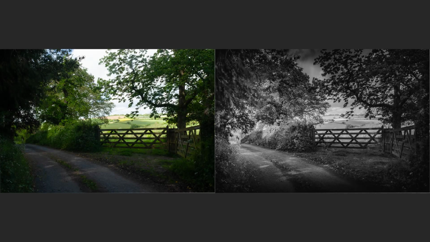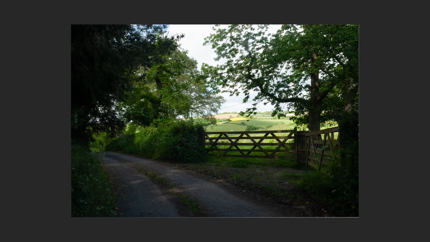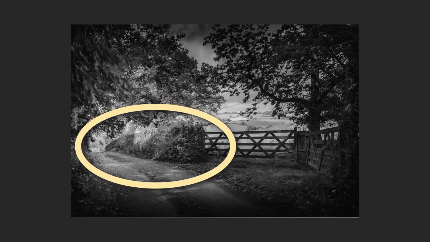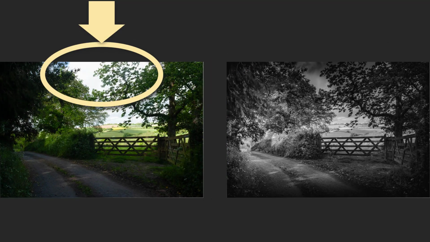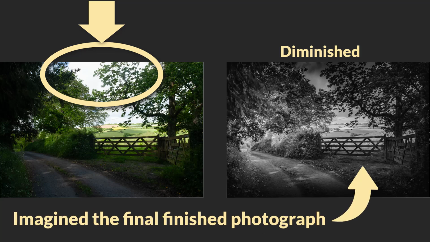And here's an example of all three of these techniques: placement, separation and balance. With this rural scene of this country lane in the UK, I had roughly this vision of the black and white image in my mind's eye before I pressed the shutter. I didn't so much see a black and white version, but I did see that tunnel effect, and this bright area was very much diminished when I had my moment of inspiration. And then imagined that final finished photograph, which ended up as this.